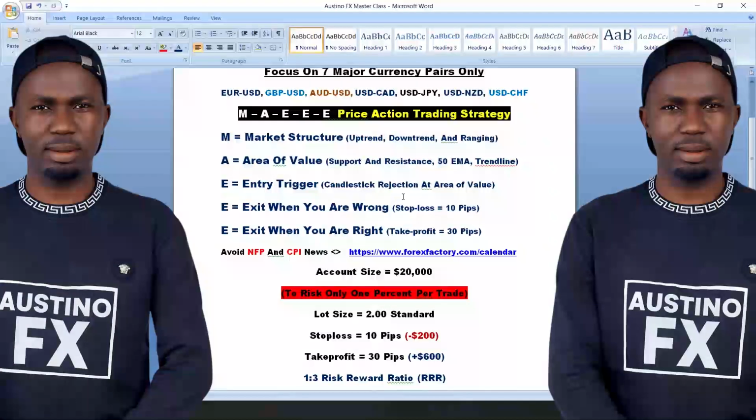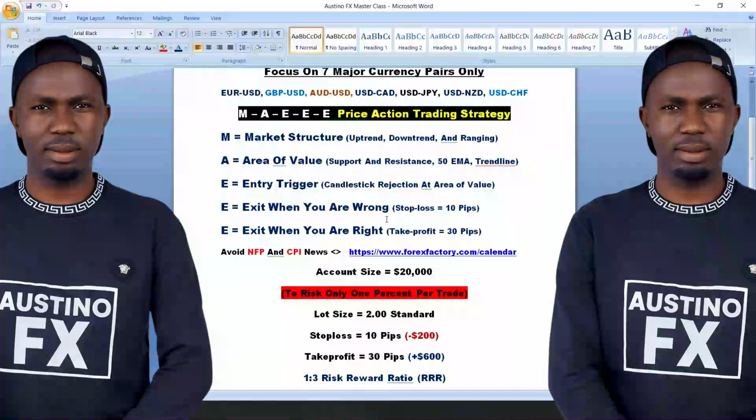Losing in trading is inevitable. You are going to lose no matter what. Losing is part of trading, so don't think you cannot lose. You must lose. What helps you is your ability to manage risk, right?